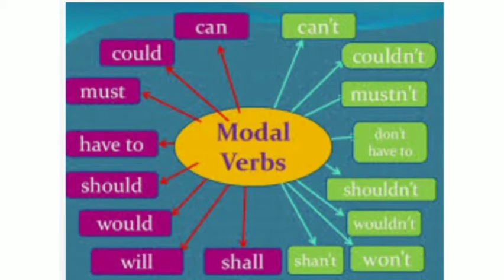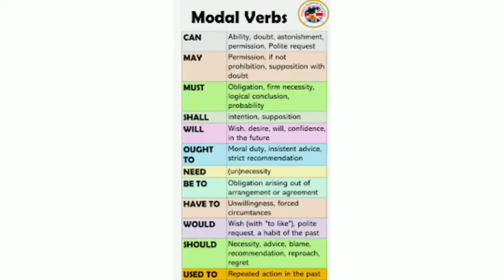Okay. Now see, the modal verbs are can, can't, could, couldn't, must, mustn't, have to, don't have to, should, shouldn't, would, wouldn't, will, won't, shall, shan't. These are the modal verbs which we use. Now see, can is used to show the ability, doubt or astonishment. May is used to show the permission if not prohibition. Must is used to show the obligation, firm necessity. Shall shows the intention or supposition. Will shows the wish or the desire.